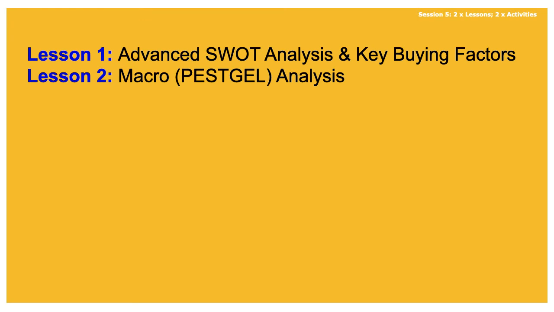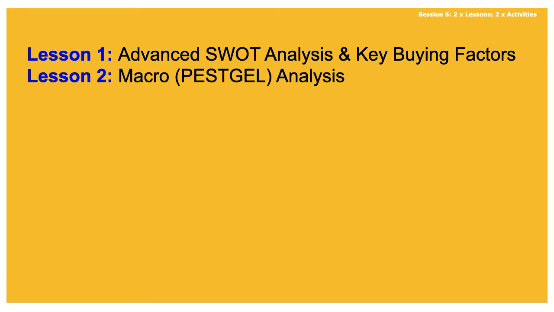So in this lesson, or in session 5, we've got 2 lessons. Lesson 1 is an advanced SWOT analysis, and we're going to look at key buying factors of your customers here and rate them versus your competitor. That's a very, very advanced SWOT analysis. We're not just saying strengths, weaknesses. We're saying in order of priority, what do your customers want? And then we're going to rate them.